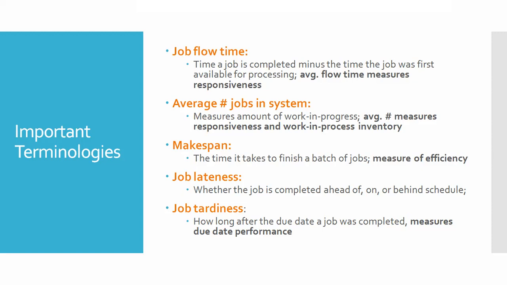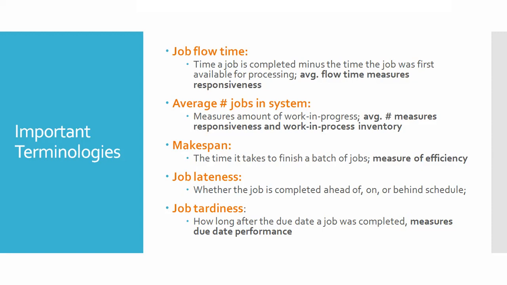The job flow time is the time a job is completed minus the time the job was first available for processing. Average flow time measures responsiveness. Average jobs in the system measures the amount of work in progress. The average measures responsiveness and work in process inventory. Whatever work is in progress, you can complete it according to the response.